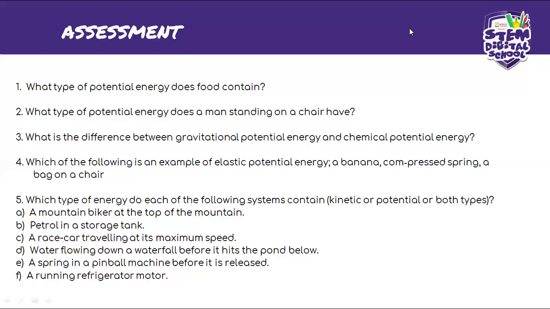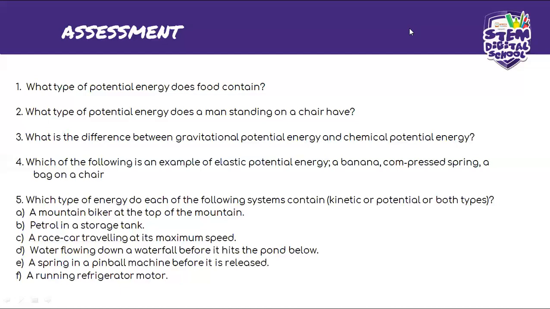All right, now let's go to question 5. Question 5 is saying, which type of energy do each of the following statements contain? Kinetic or potential or both types? A, a mountain biker at the top of the mountain. Is it potential energy or kinetic energy or the two of them? If it is potential energy, you write P. If it is kinetic energy, you write K. If it is both, you write B.